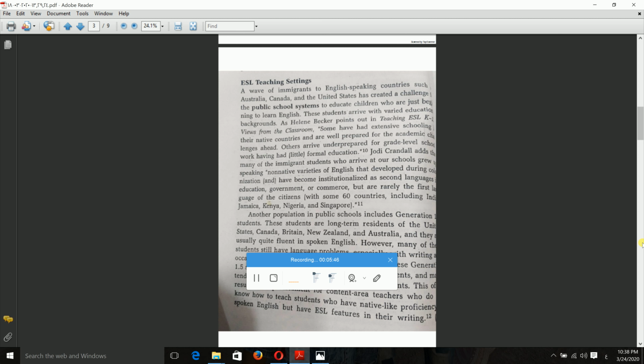Non-native varieties of English that developed during colonization and have become institutionalized as second languages in education, government, or commerce. Commerce means trade. But they are rarely the first language of the citizens, with some 60 countries.